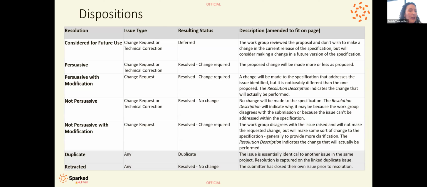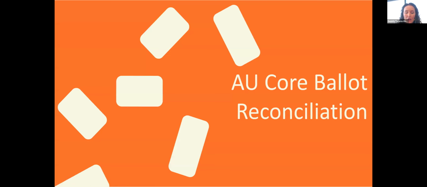So someone may have raised a suggestion that AU Core, I don't know, does A. And we may have a really strong position that A is totally not appropriate, and here's why. And we might therefore make it non-persuasive with modification by saying that we don't agree with that, but we will update the AU Core specification to state why that's not the pathway forwards. So those are the dispositions that we will need to be considering as we go into the actual ballot reconciliation.